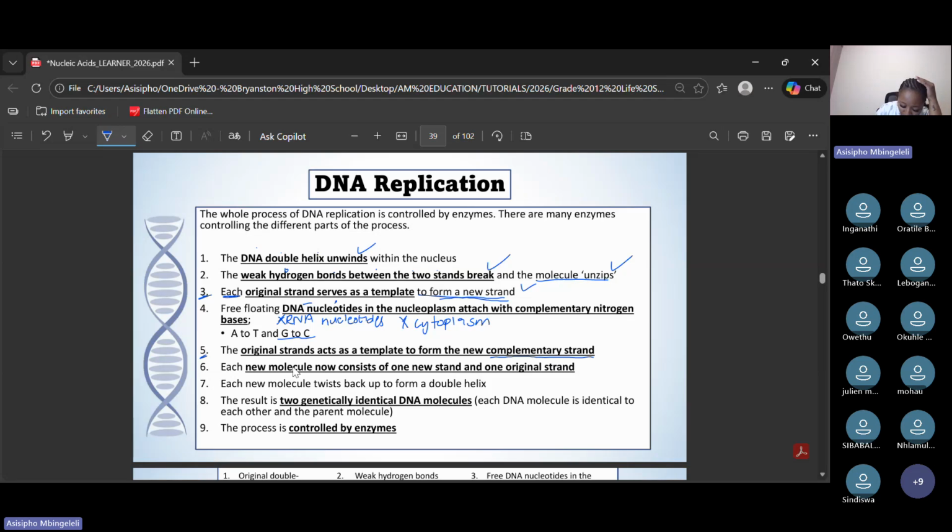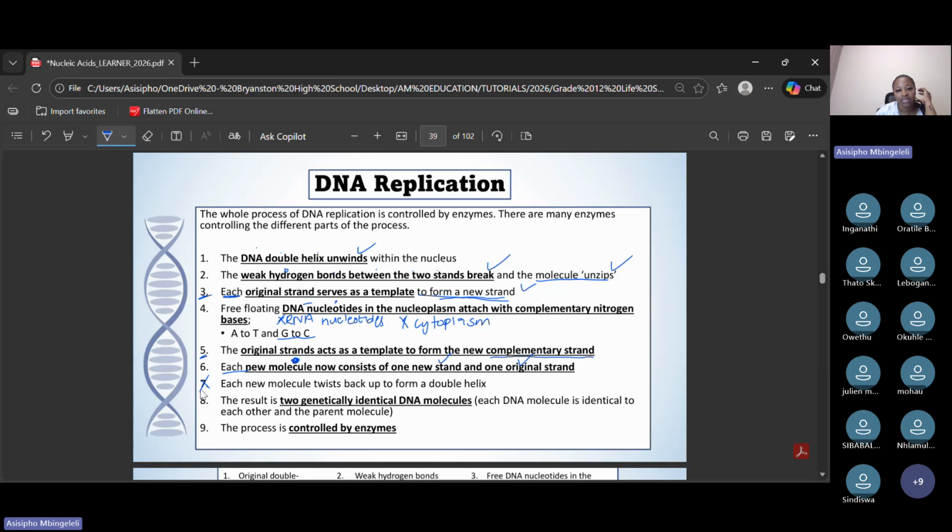Then each molecule, I need you to highlight this word. We are having a new molecule. Each molecule, if you don't want to use the word each, you can say both molecules because there are 2. They now consist of 1 new strand and 1 original strand. If you don't write the word original, you write template strand, that is also accepted. Remember point number 7, there is no mark.